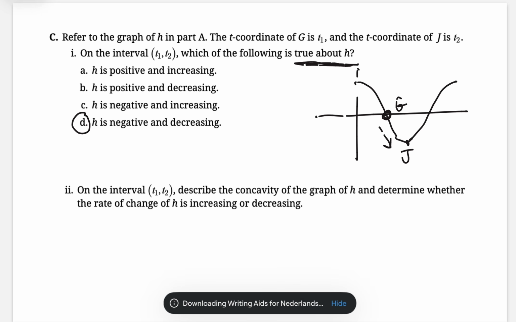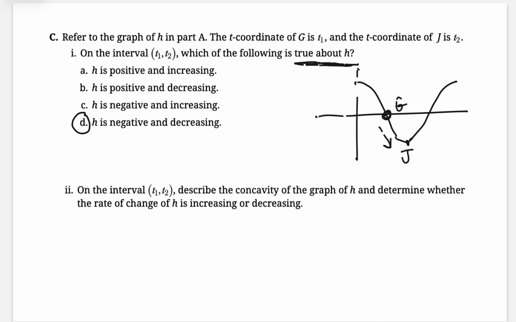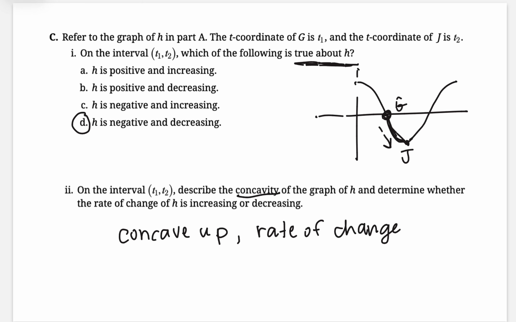Now, part 2 says on the interval T1 to T2, describe the concavity of the graph of H and determine whether the rate of change is increasing or decreasing. So now we're talking about rate of change. So between G and J, we would say that is concave up, which means that the rate of change is increasing. Okay, so that is for response question 3.